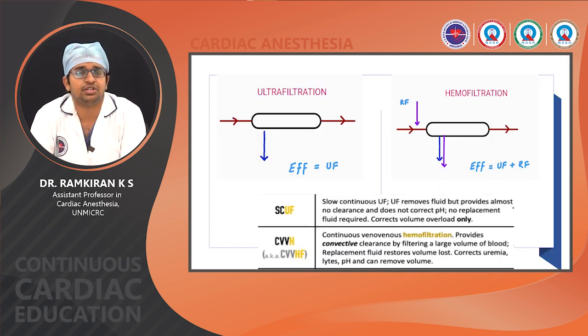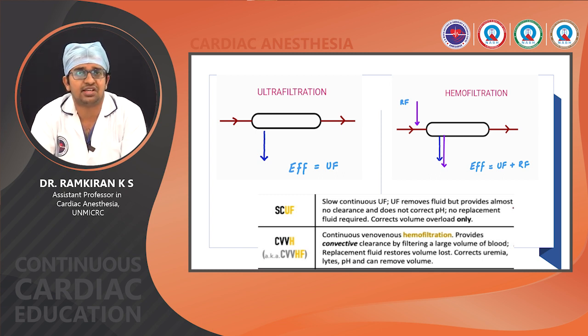So, bringing this concept into the different modes of replacement therapies. As we discussed, ultrafiltration is just removing the fluid. In SCUF, that is slow continuous ultrafiltration, the ultrafiltrate removes the fluid but does not provide any solute clearance, so it does not correct any pH and does not require any replacement fluid. It just corrects the volume overload. Now if you add on the replacement fluid, it becomes hemofiltration. Here, as you can see, the effluent is equal to the ultrafiltrate plus the replacement fluid.